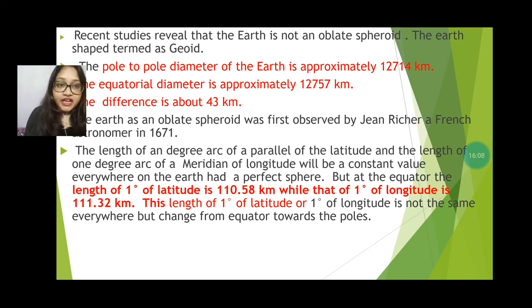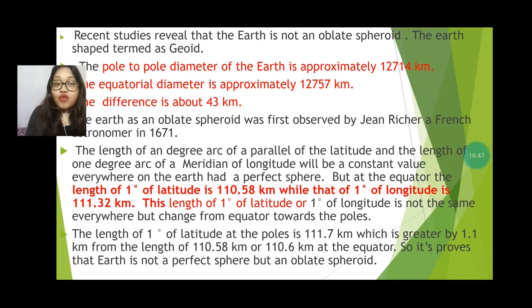If the Earth were a perfect sphere, the length of a degree arc of parallel of latitude and the length of a 1 degree arc of meridian of longitude would be a constant value everywhere on the Earth. But at the equator the length of 1 degree latitude is 110.58 kilometers, while 1 degree longitude is 111.32 kilometers. So the lengths of 1 degree latitude and 1 degree longitude are not the same everywhere, but change from the equator towards the poles. The length of 1 degree of latitude at the poles is 111.7 kilometers, which is greater by 1.1 kilometers than the length of 110.6 kilometers at the equator.